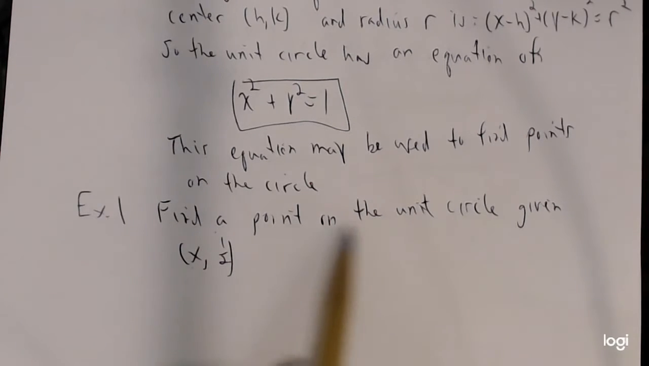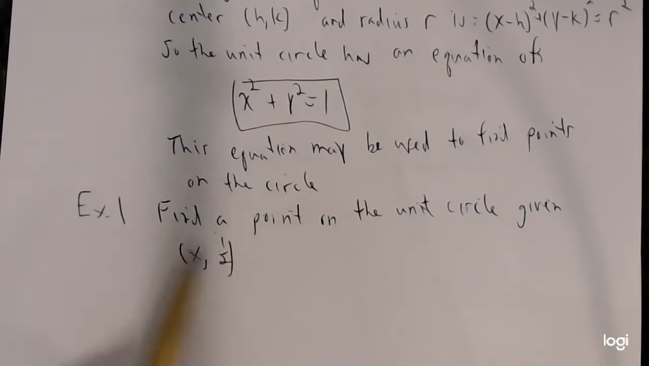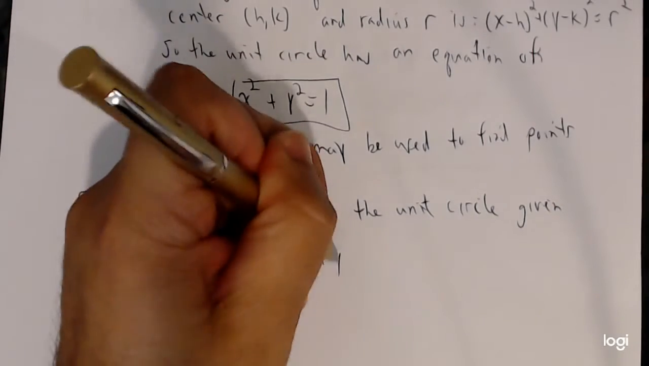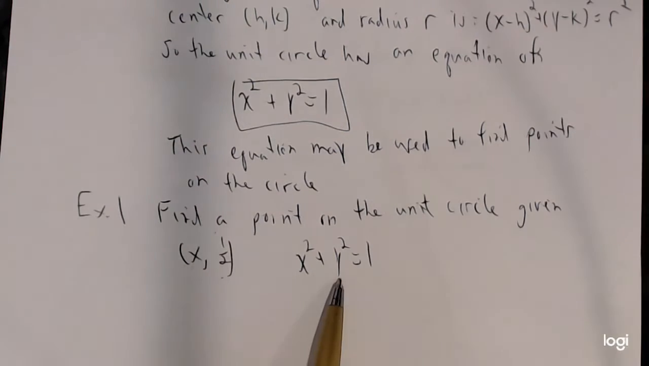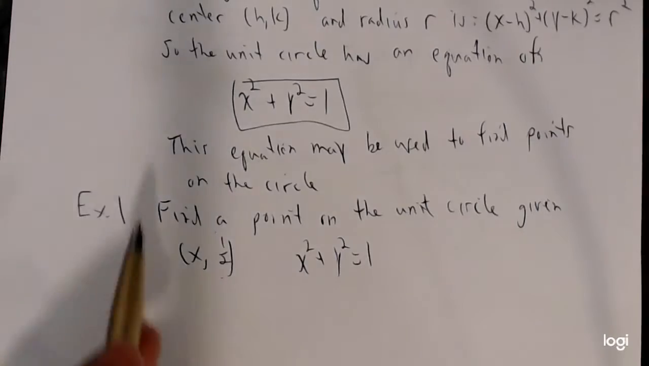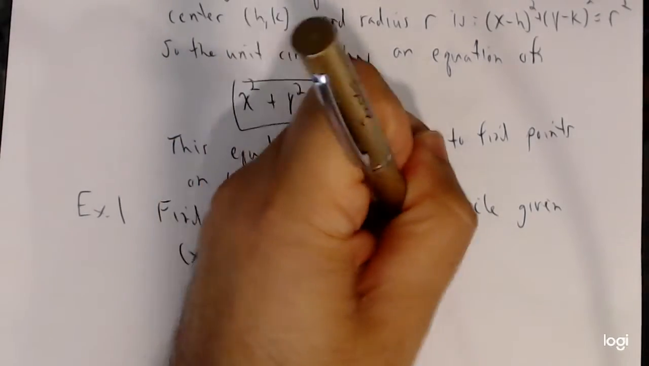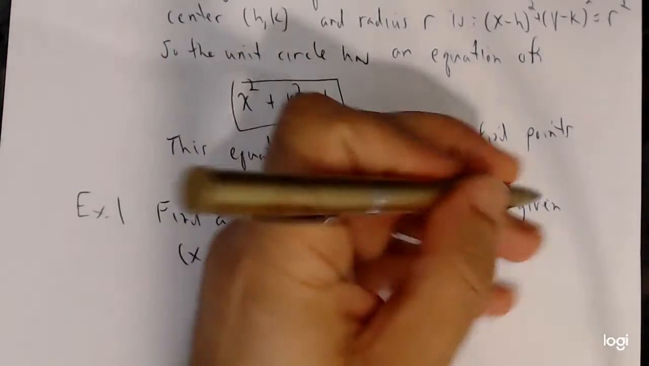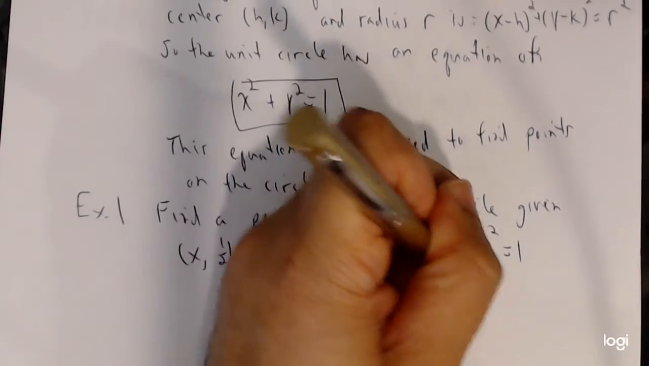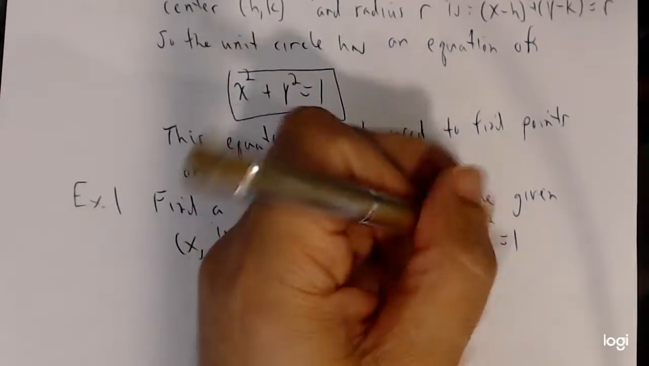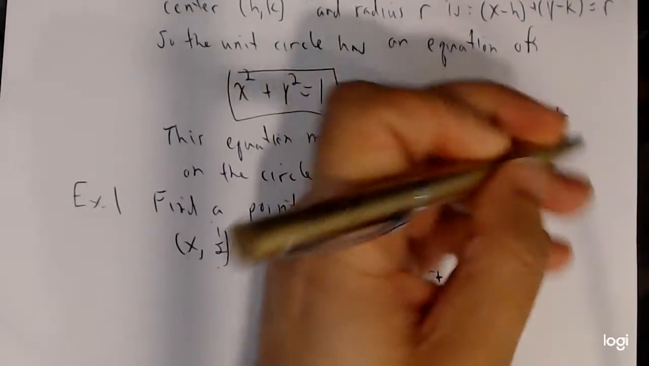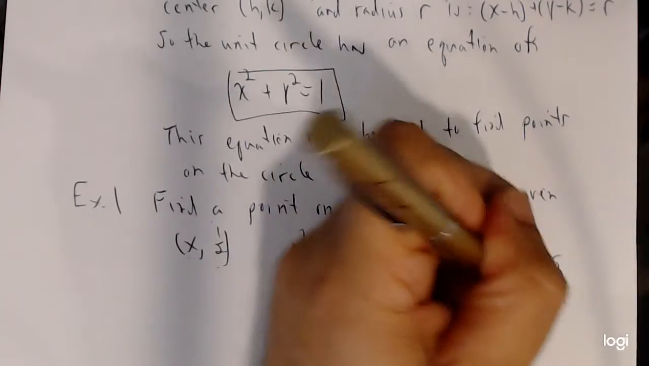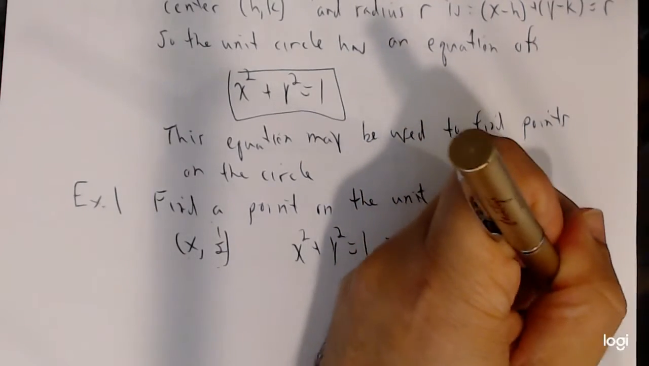But what is it that I know? If we're on the unit circle, this equation applies. We know the y value must be 1/2, so I'm going to take the equation of a unit circle and replace the y with 1/2 because that's what we know, and then we're supposed to find the x value. So this turns into x^2 + (1/2)^2 = 1. Now if I solve for x, I get x^2 + 1/4 = 1. If I subtract 1/4 from both sides, I get x^2 = 3/4, and then if I square root it, I get x = plus or minus rad 3 over 2.